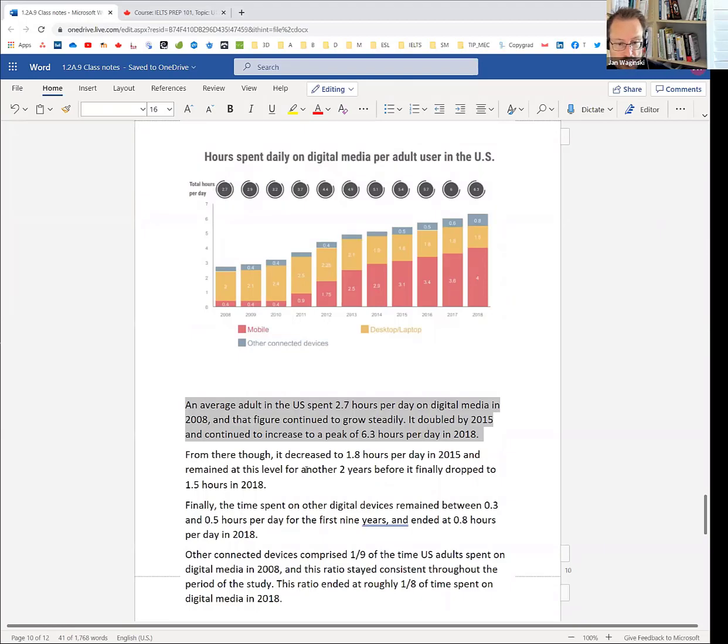An average adult in the US spent 2.7 hours per day on digital media in 2008, and that figure continued to grow steadily. It doubled by 2015 and continued to increase to a peak of 6.3 hours per day in 2018. We can transform this second part into a participial phrase. Now, we looked at the original. It was a participial phrase in the original, so this is just a chance to recreate that. Okay, how would you do it, Amar?